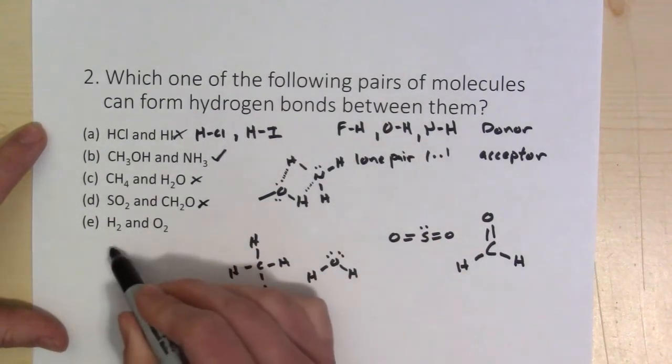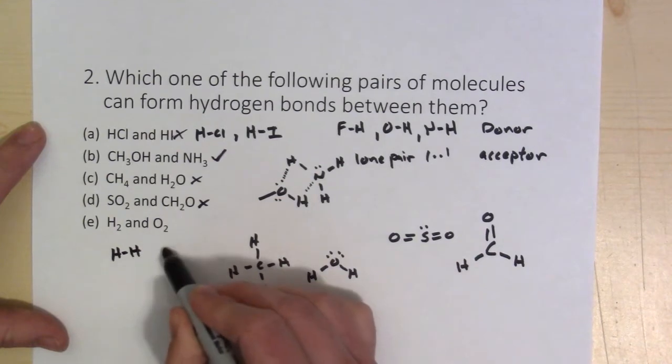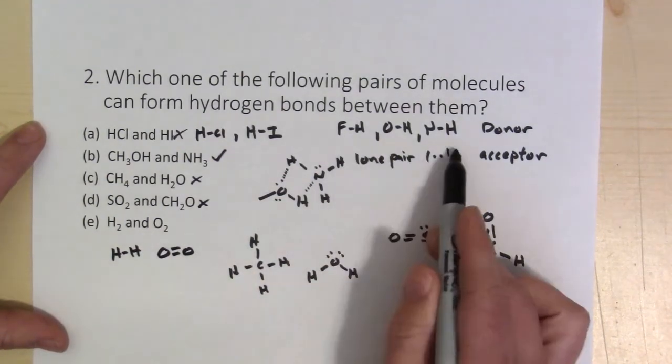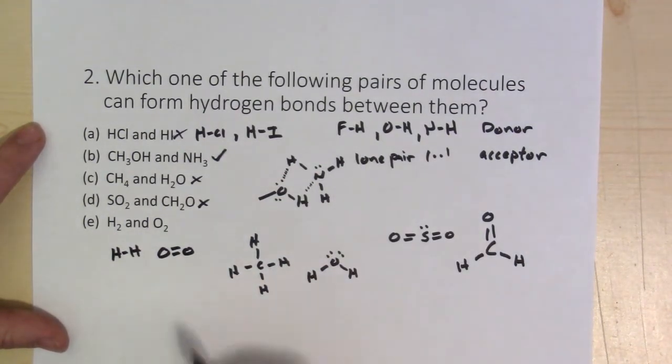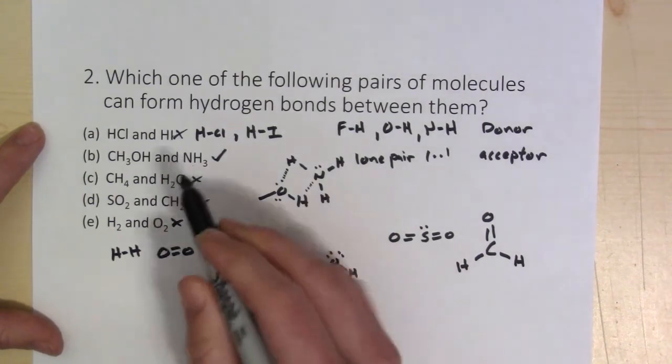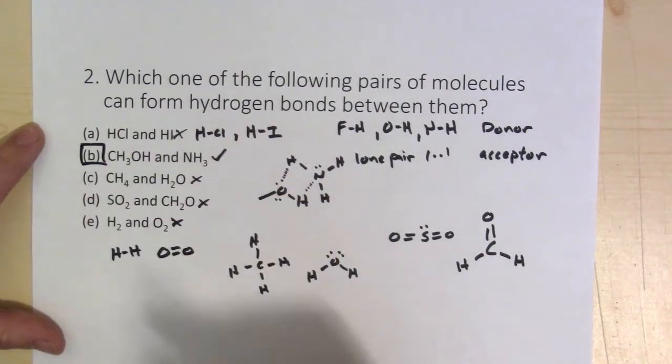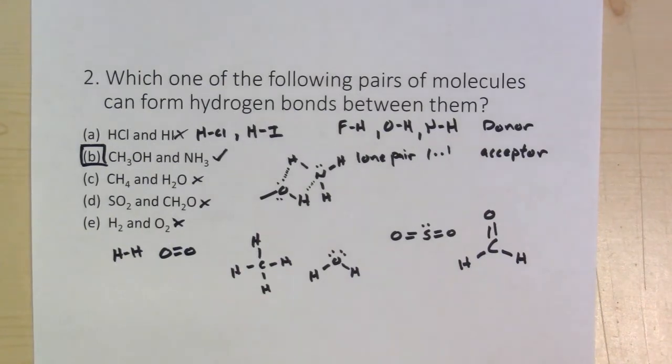The final one here, H2 and O2. Again, none of those three bonds in either of those two molecules, so that one is out. That leaves us with B as the correct answer for number 2.